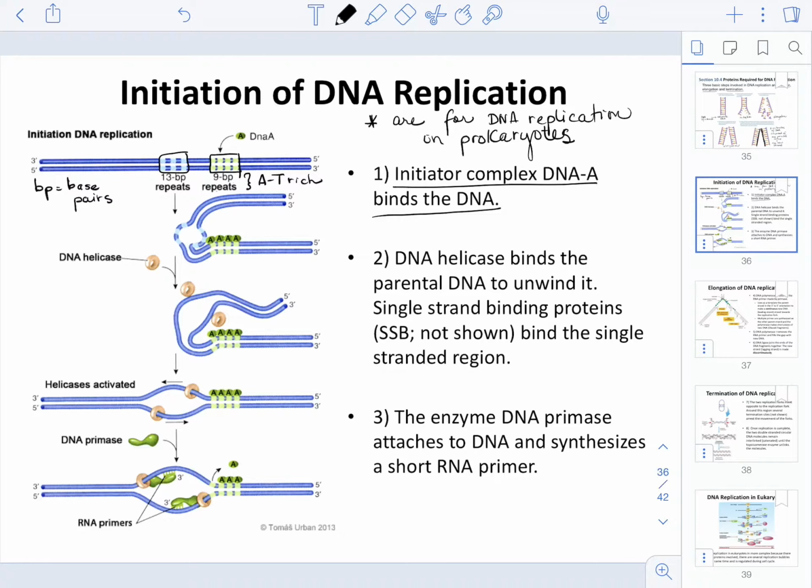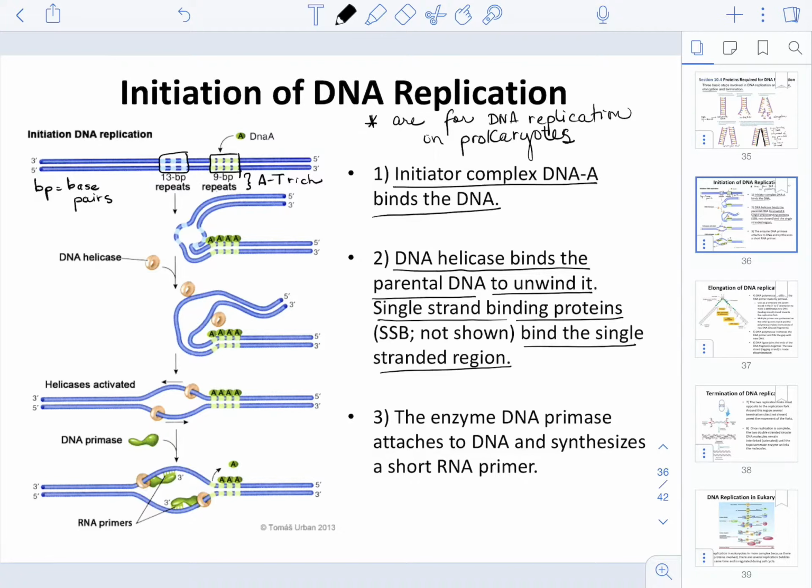In the second step in the initiation stage, we're going to have DNA helicase bind to the parental DNA and unwind it, meaning that it's going to separate the two strands. Once the single strands are generated, understand that they need to be stabilized so nucleases do not hydrolyze them. And even though they are not illustrated, we have single-strand binding proteins that are going to be binding to the single-stranded regions.